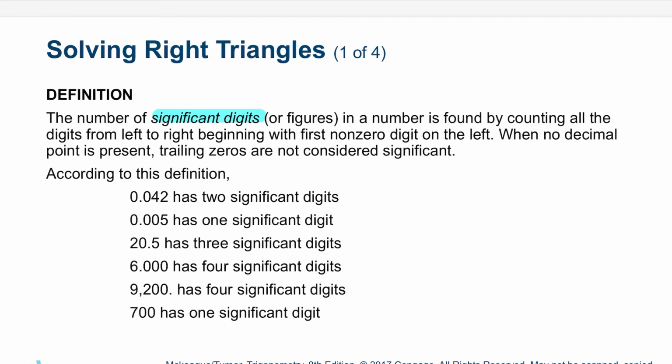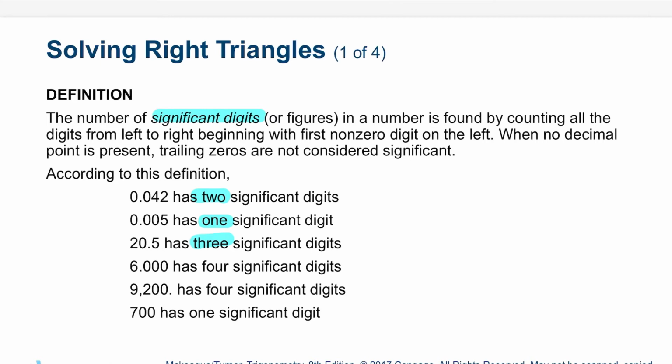So for this first one, you would start counting at the 4 and the 2, which is 2. So that's why there are 2 significant digits. For the next one, you start counting at the 5. There's only 1. For the next one, you count starting at the 2 because that's the first non-zero. So 1, 2, 3. That's why there's 3 there.